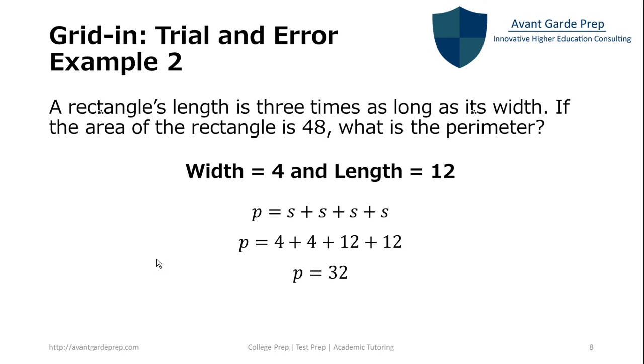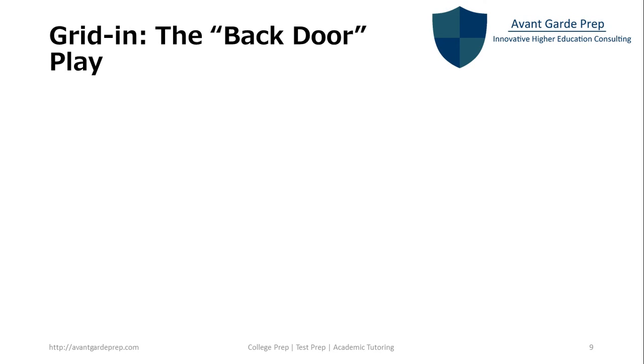Now that we've looked at applying trial and error to the Grid-ins, let's explore using the backdoor play. The really nice thing about using the backdoor for Grid-ins is we never have to do the third step, because there are no answer choices. We simply grid in the answer that we get.